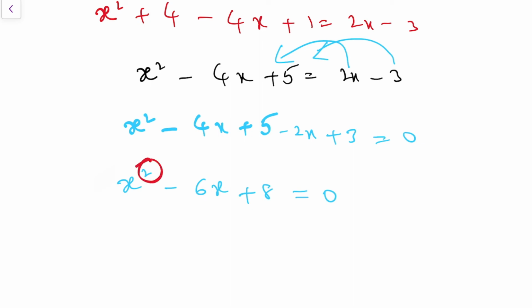Here for x square, the power is 2. Here for x, nothing is there, means 1. Constant, no problem. Now out of these two numbers, 2 and 1, the bigger is 2. So the degree of the given quadratic equation is 2. If the degree is 2, then definitely that is considered a quadratic equation only.